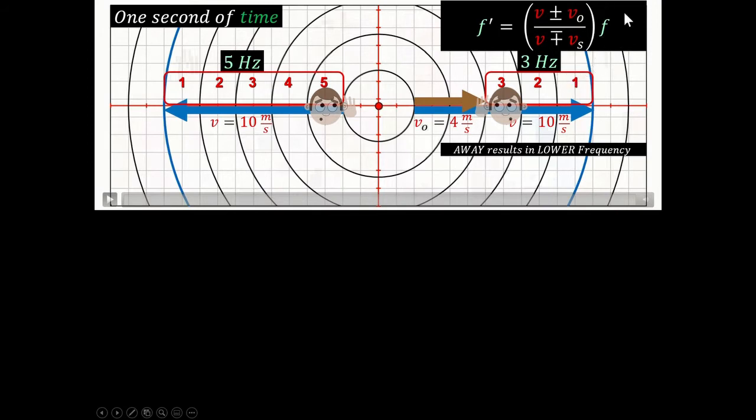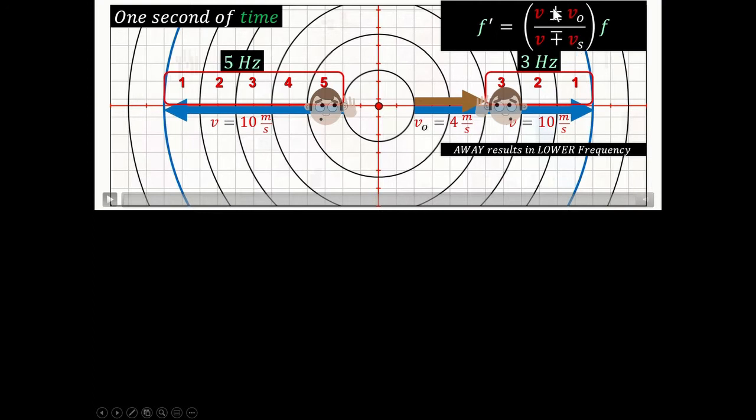So this is the frequency that is being emitted by the source, and this is the frequency that we would hear as the observer. V is the velocity of the waves. So in this case, the waves were traveling 10 meters per second. Sound waves travel about 342 meters per second. Light waves travel at 300 million meters per second. So this is just how fast the waves themselves are traveling. This is the velocity of the observer, and this is the velocity of the source.